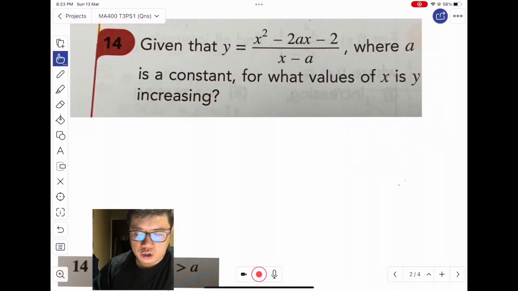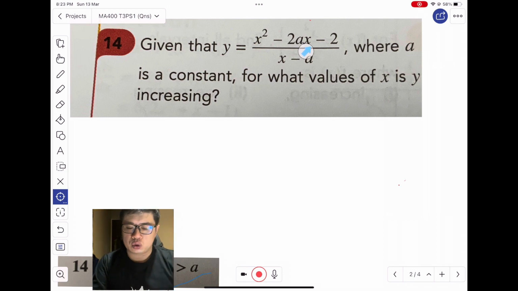Okay, so for this question here, given that y is (x squared minus 2ax minus 2) over (x minus a), where a is a constant, for what values of x is y increasing? I believe this question is troubling quite a lot of you, so I'm going to be here to help explain it to you today.